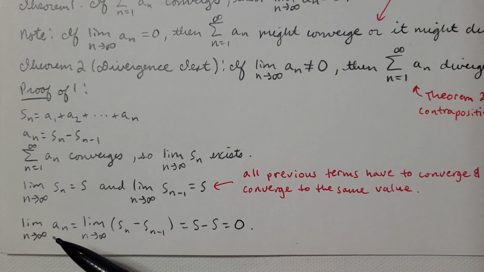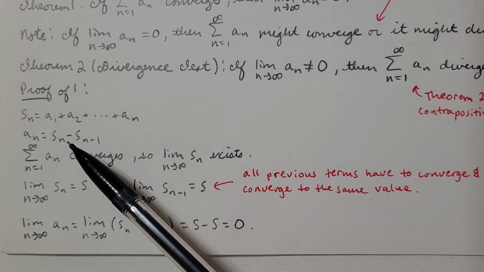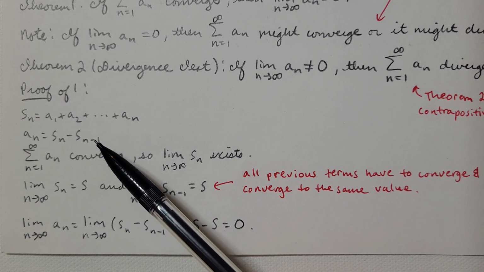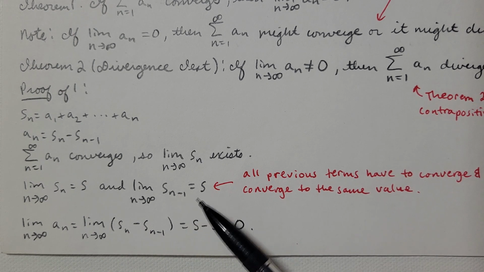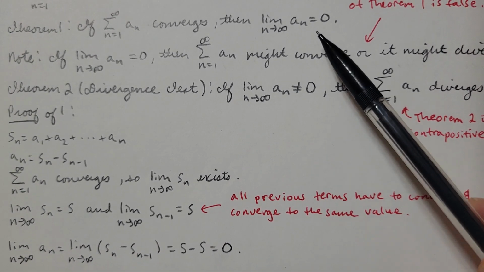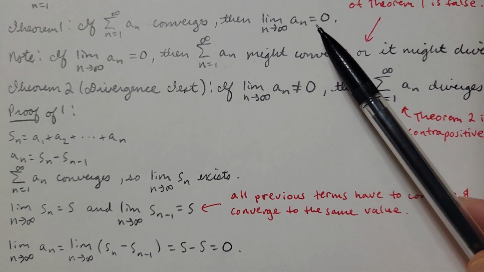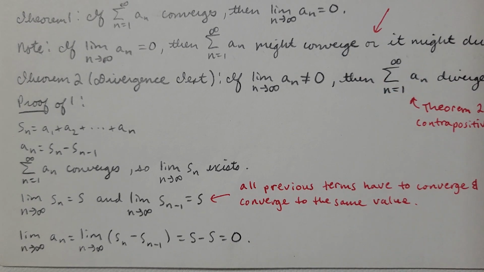Now the limit as n approaches infinity of a sub n, that would be equal to the limit as n approaches infinity of s sub n minus s sub n minus 1. The limit of a difference is the difference of the limits. The limit as n approaches infinity of s sub n, that's s. And the limit as n approaches infinity of s sub n minus 1, that's s. s minus s is 0. Okay, but that's where I had to get to. I had to show that the limit as n approaches infinity of a sub n is 0.